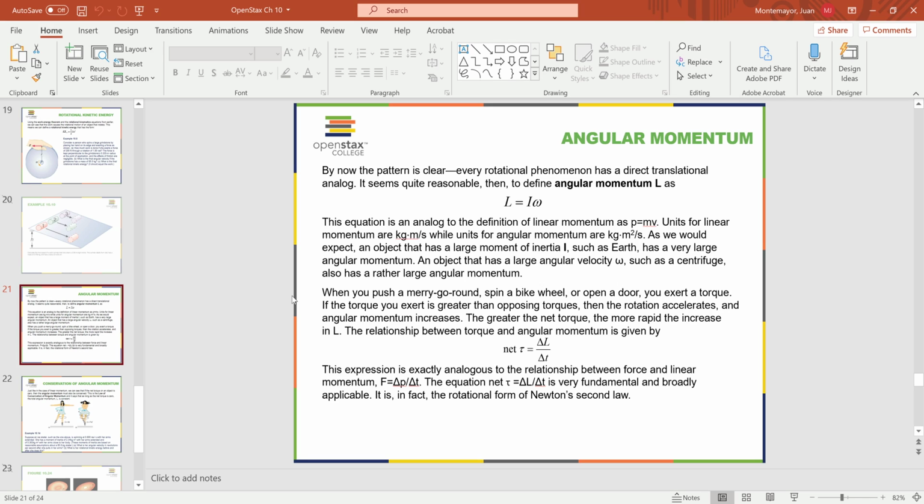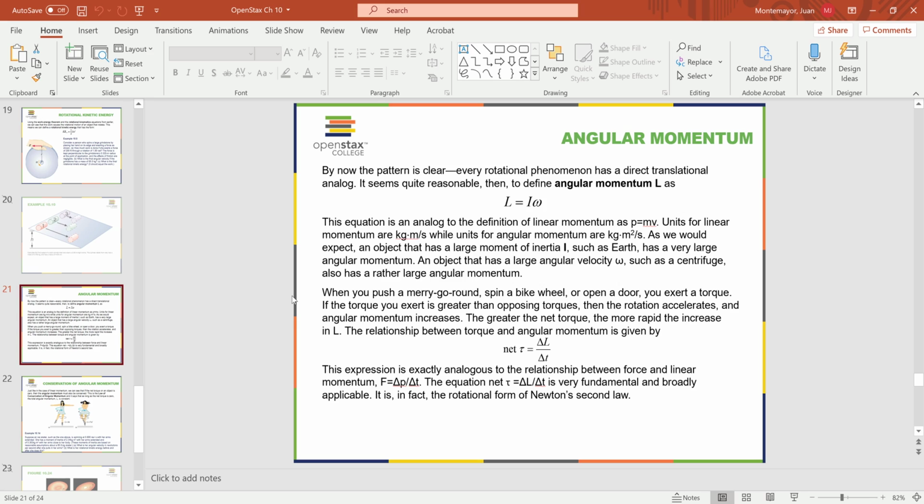Units for linear momentum are kilograms meters per second, while units for angular momentum are kilograms meters squared per second. So the difference there is the squared meters. As we would expect, an object that has a large moment of inertia I, such as Earth, has a very large angular momentum. An object that has a large angular velocity omega, such as a centrifuge, also has a rather large angular momentum.